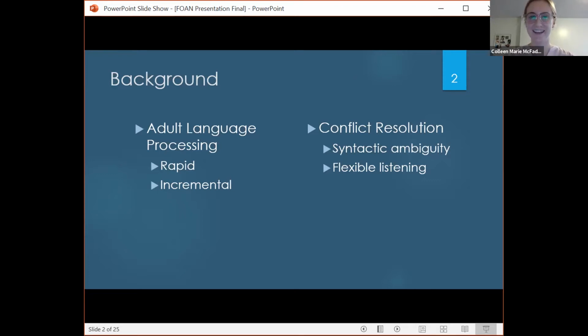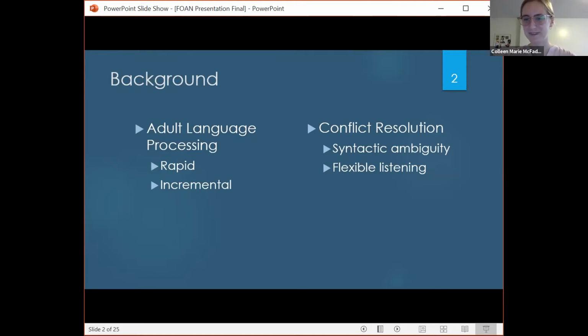And first, adult language processing is rapid, meaning that it happens very fast, and incremental, meaning that people do not wait till the end of the sentence to commit to the meaning of that sentence. Instead, they're processing the sentence as it's being spoken. Which brings me to the conflict resolutions that adults have had to adapt for language processing.